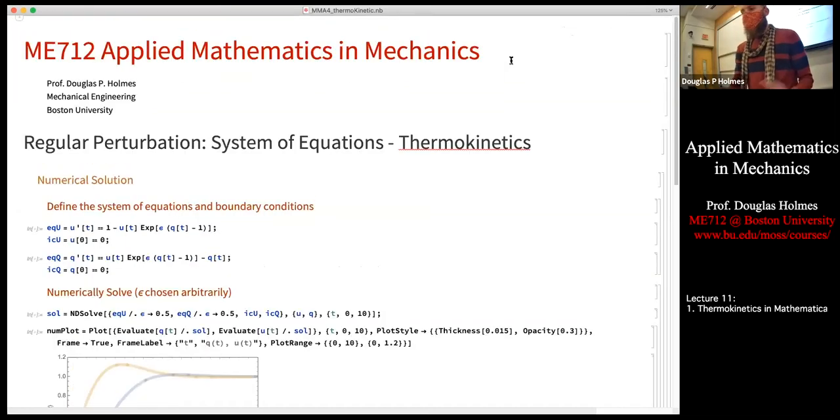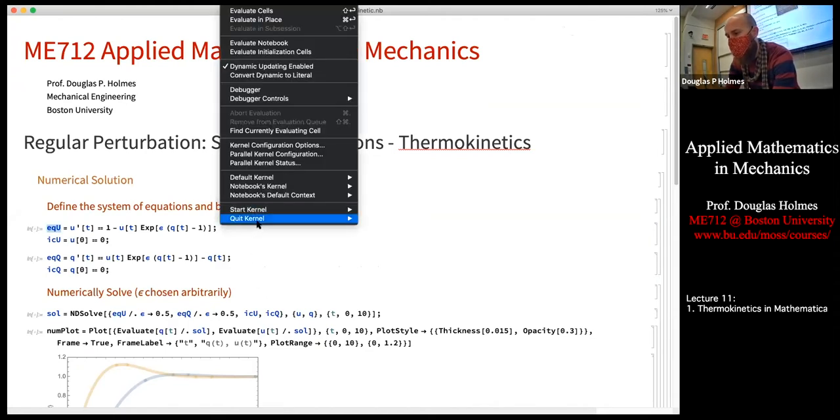So here's my notebook. And I started the same way we started last time. I defined our equations, and I wanted us to solve these equations numerically. So let me just tell you what these equations are. I defined an equation, EQ.